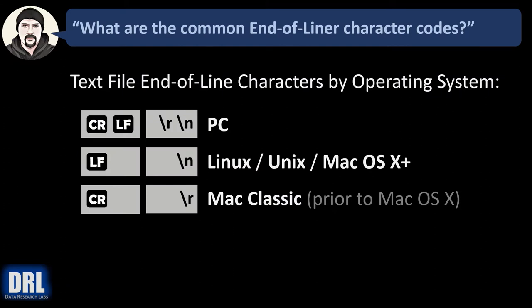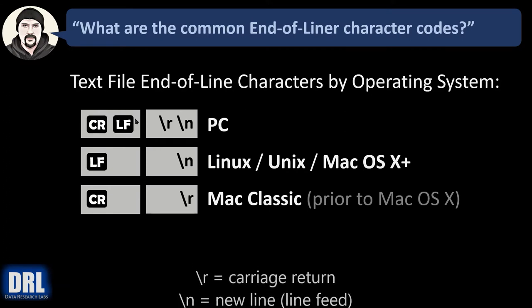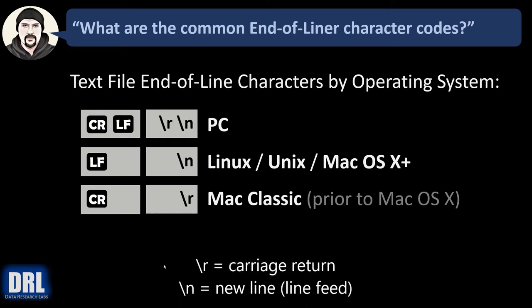Different operating systems use different characters to represent the end of line. Windows PCs use a carriage return and a line feed. Linux, Unix, Mac OS X, and beyond use the line feed only. And the Mac Classic, prior to Mac OS X, used just a carriage return. If you want to pause and take a screenshot of this, go ahead. I wanted to note that backslash R is for carriage return, backslash N is for line feed.